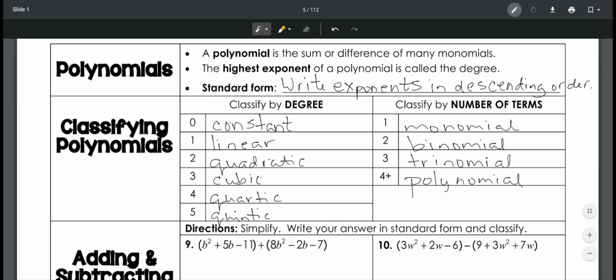So classifying polynomials, I have listed some of the classifications by degrees and the number of terms. So if you only have a constant in your problem, that's just a number, the degree is 0 because you do not have a variable in the problem. A degree of 1 is considered linear, which means you have x to the first power, and that's the largest exponent you have throughout your problem.